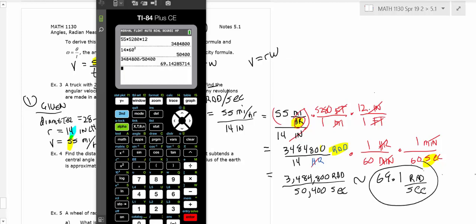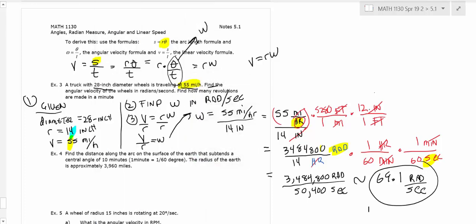Okay, so that's the answer to that problem. Most of that problem was unit conversion, and that's what you'll find when you're doing these problems. What you'll find in physics and chemistry and science classes is you do all kinds of things with unit conversions. Yes?